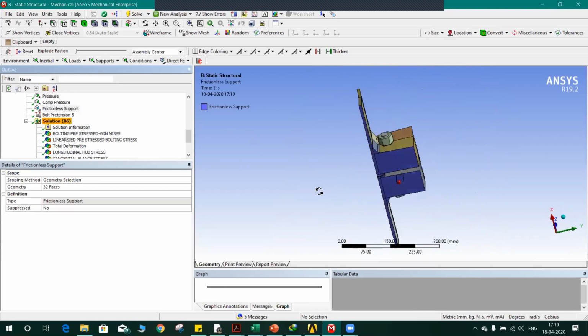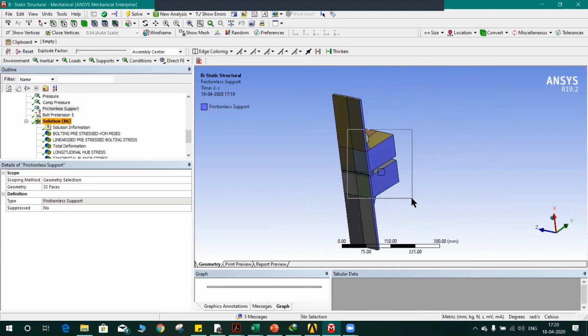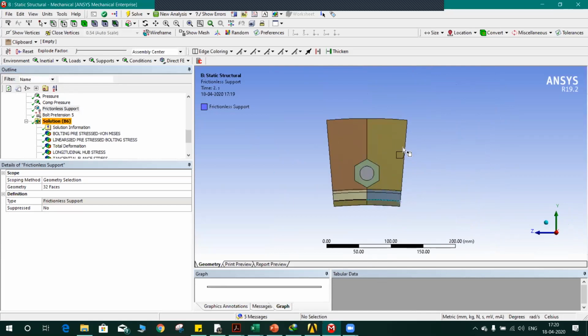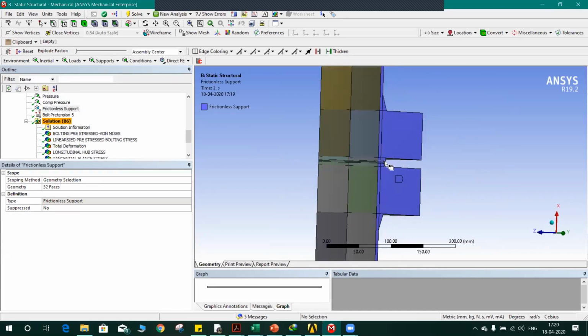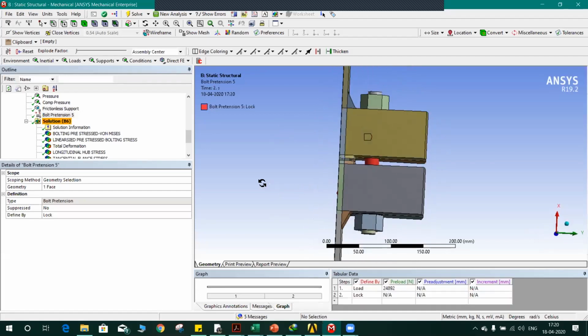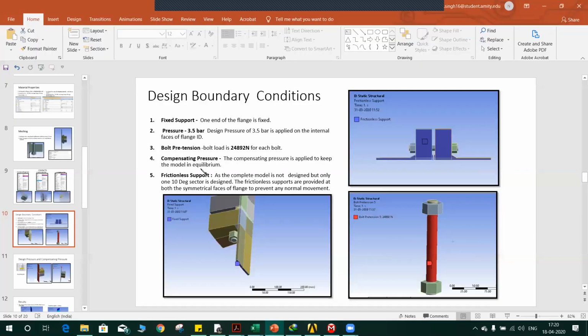The frictionless support, this is an important part that I have applied onto both the sides. Why I have done this? Because I have taken a 10-degree sector. I have not taken the whole geometry. But I don't want the flange to move in the circumferential direction, neither in this direction, nor this direction. That's why I have applied frictionless supports on both the flange faces. Then I have applied a bolt pretension. Bolt pretension I have applied in the first load step as 24,892, and further I have locked this pretension. So I hope these are clear.